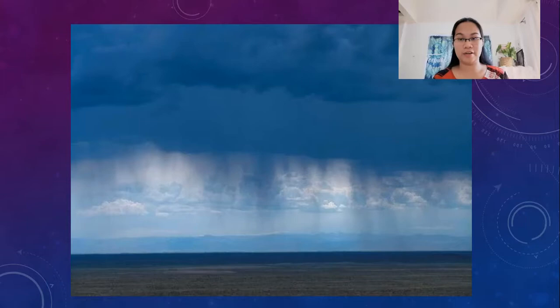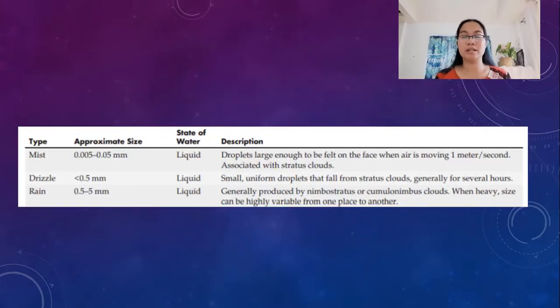Now here is our summary for rain, because rain is in a form of water droplet. So you have mist, if the size is 0.005 to 0.05 millimeters in a form of liquid. Droplets large enough to be felt on the face when air is moving 1 meter per second. Then it's mostly associated with stratus clouds. The next is drizzle. It's less than 0.5 millimeters. It's also in the form of liquid. Small uniform droplets that fall from stratus clouds, generally for several hours.